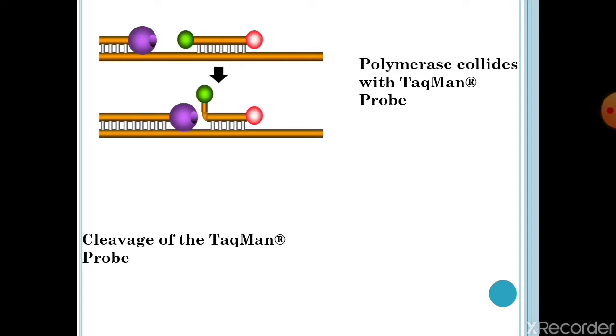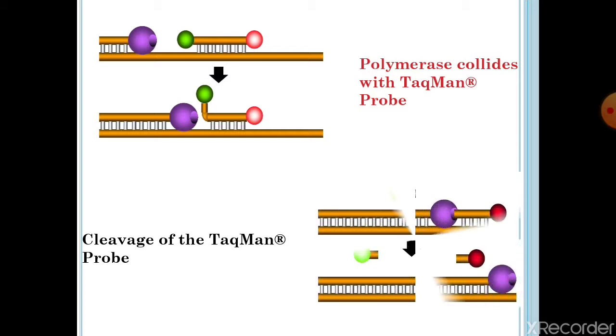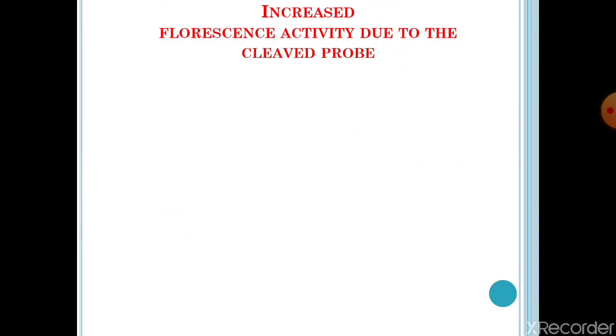Now in another figure, I have tried to explain the polymerase collides with the TaqMan probe. In the second figure, we have the cleavage of the TaqMan probe. Now increased fluorescent activity due to the cleaved probe. Now the TaqMan probe is designed with a high energy dye, which is termed as reporter at the 5' end, and a low energy molecule termed as quencher.